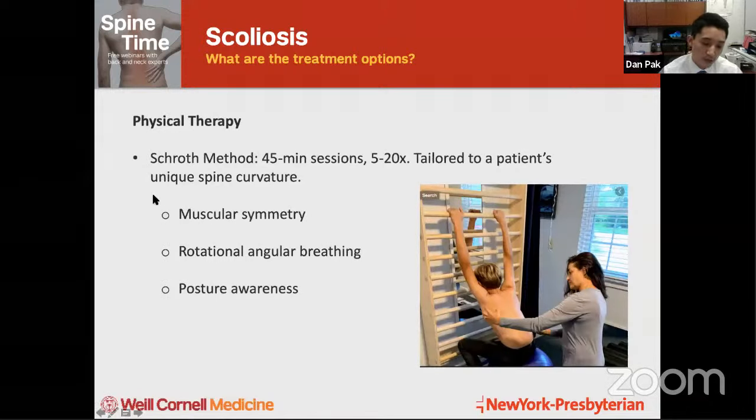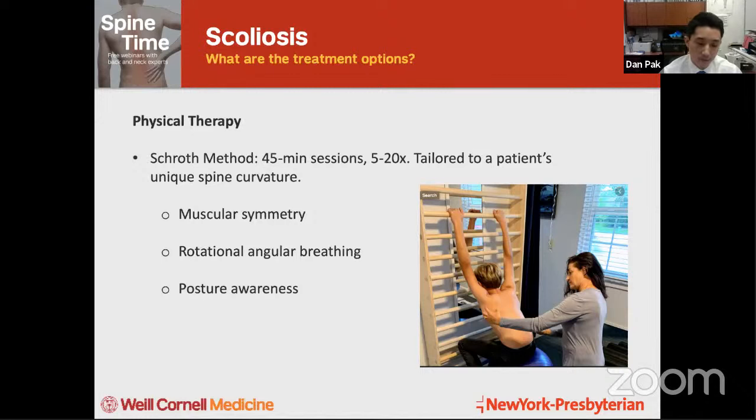So one of the hallmarks of conservative management is physical therapy, and probably one of the most common techniques that's utilized is something called the Schroth method, and this is specifically for patients with scoliosis. These are 45-minute sessions. We really encourage our patients to do these regularly, on a weekly basis, and you can do these at home as well. It's really tailored to a patient's unique spine curvature. Now, there are basically three major components of this kind of therapy.